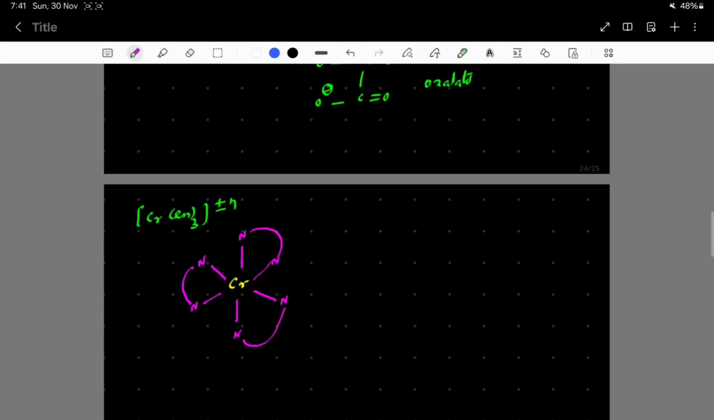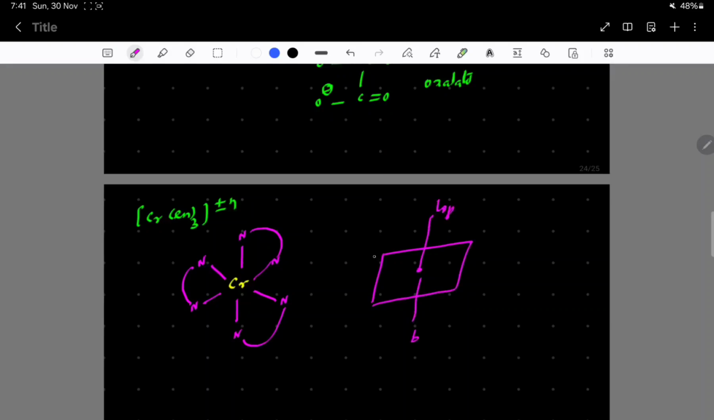So what will happen, sir? I cannot write the trans; only the cis is possible, right? Now look, student, if I cut a mirror plane, you can take any imaginary plane. Why? Because if you look at a plane, one part will be on top and one will be at the bottom. So this is the top, and this is the bottom.